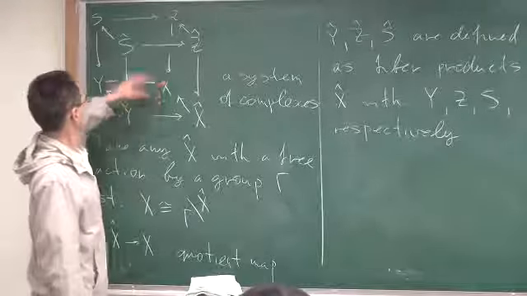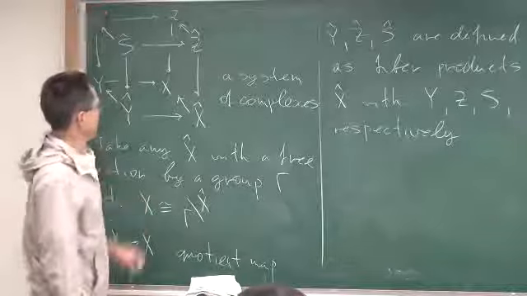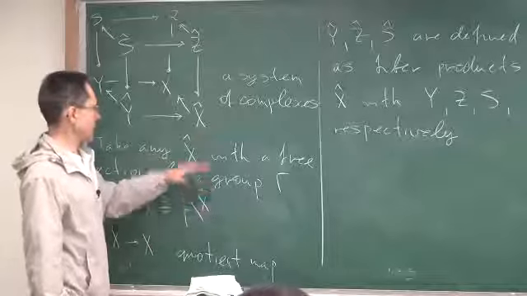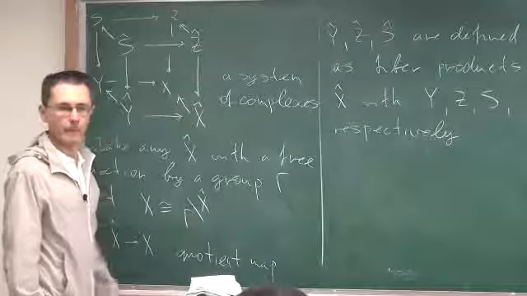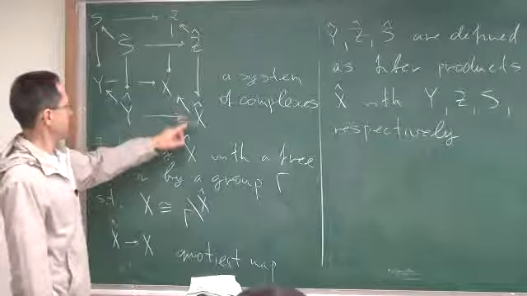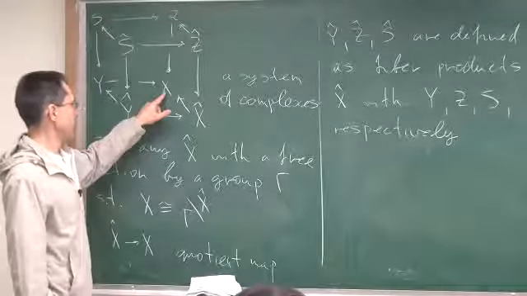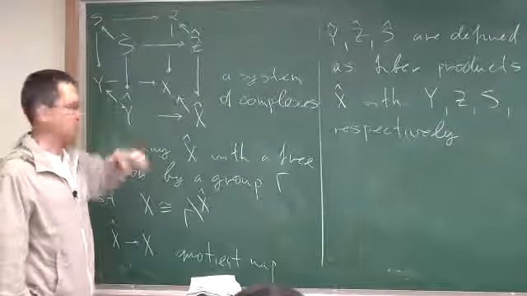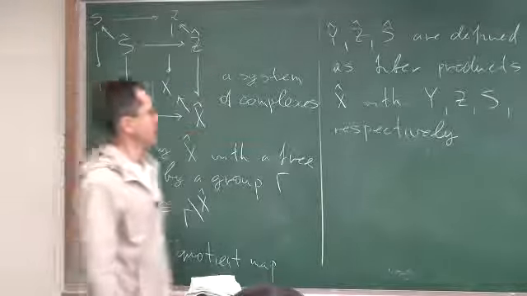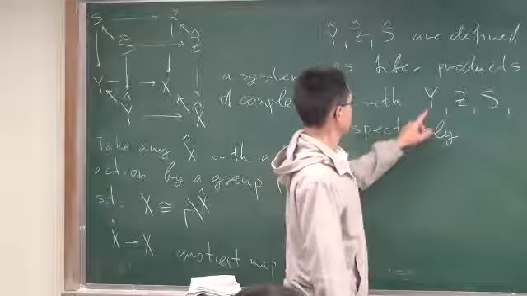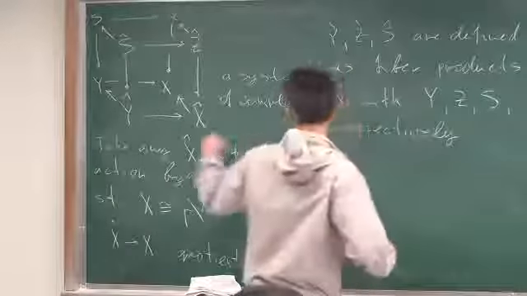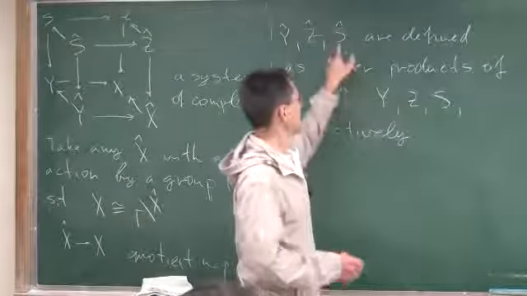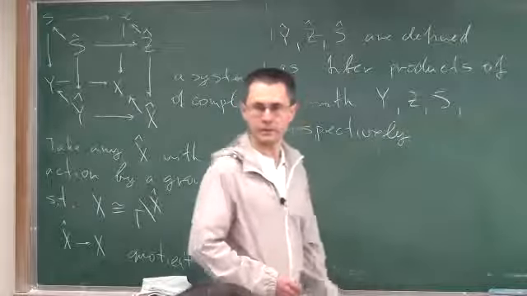So immersions, and then you take the fiber product S, and then you consider any complex with a group action such that the quotient is X. You let this map be the quotient map, and then out of the non-hats you create the hats by pulling back by this map. So to create Y hat, you take Y and you pull back by this quotient map. To create Z hat, you pull back Z. To create S hat, you pull back S.